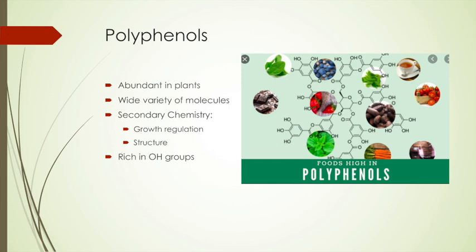Polyphenols are a class of compounds that come in a wide variety of forms and are relatively abundant in many plants. Polyphenols play a part in a plant's secondary chemistry, those chemical pathways that are unrelated to photosynthesis. In plants, polyphenolic compounds play important roles in growth regulation and structure.